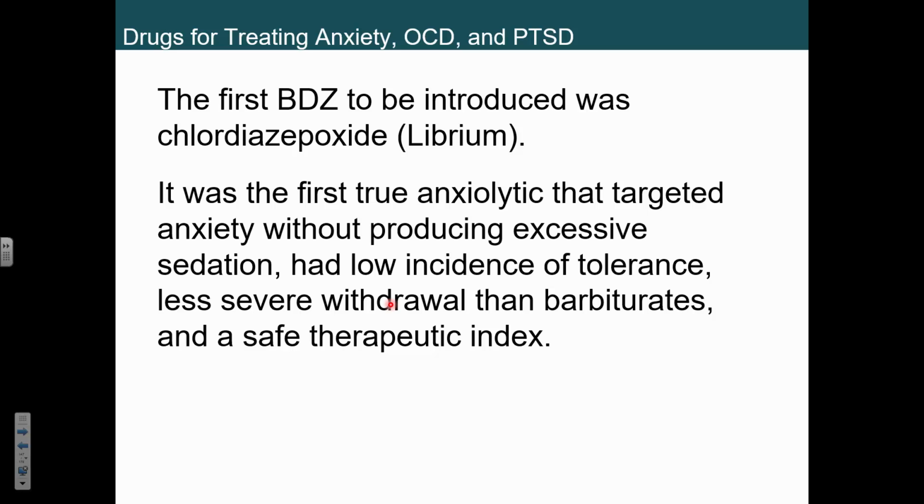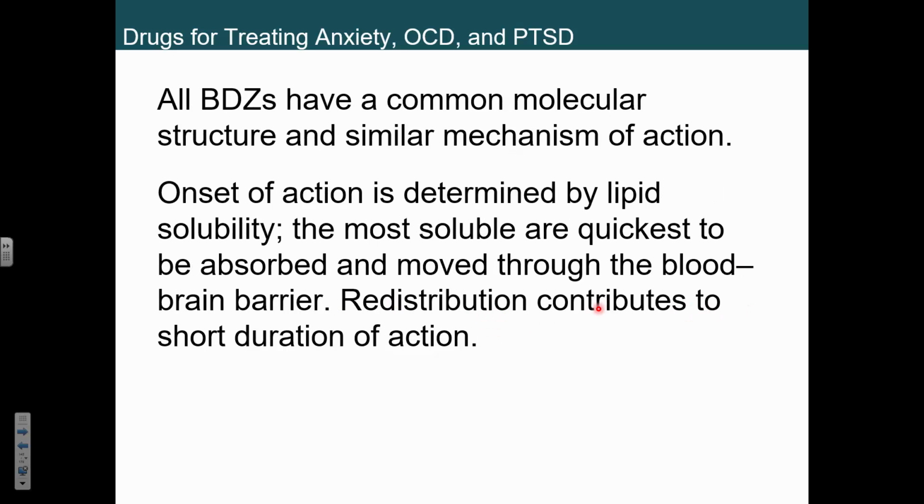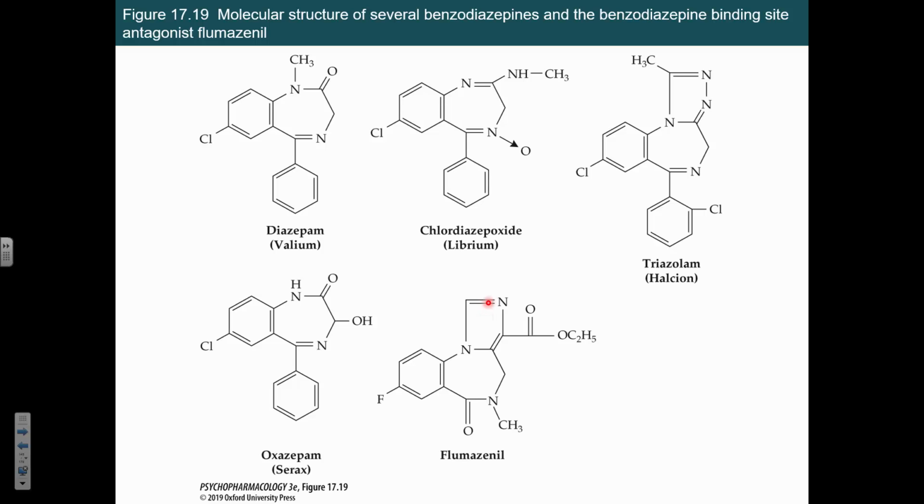Benzodiazepines, you know, they're a little safer than barbiturates. They're a little better. They still cause a lot of problems. Some of them can work quite rapidly. Here's the basic structure. You can see they're all very similar, right? They all kind of have that same ring structure, whether it's Valium or something else.